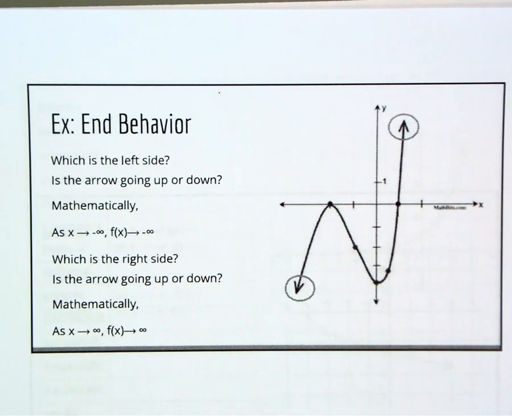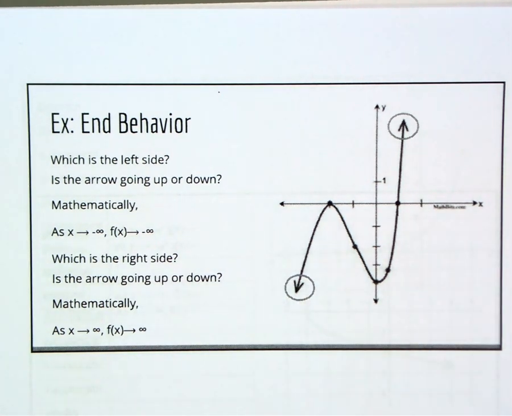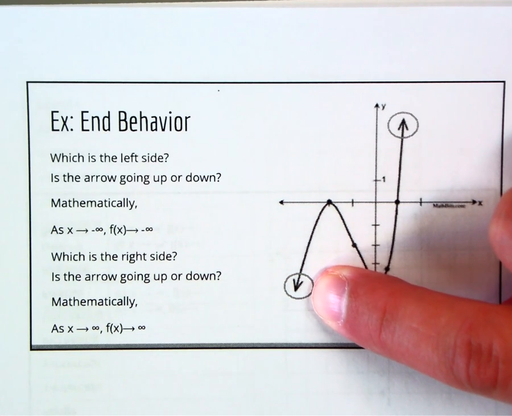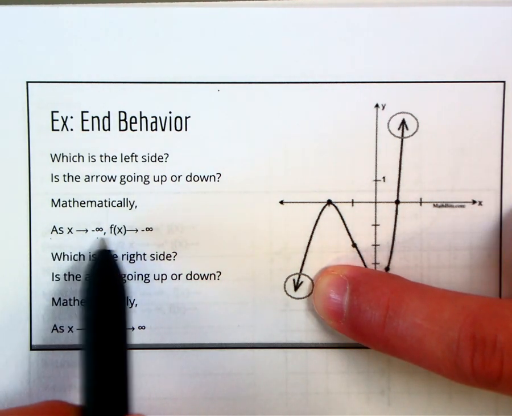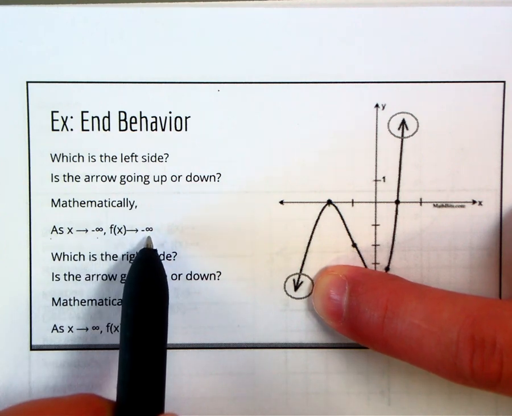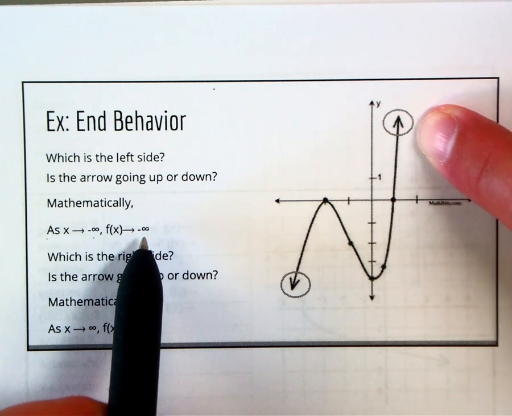If we just keep looking at some examples, this is a cubic function. So the left side is over here. Hopefully you know the difference between your left and right. We're going to ask ourselves, is it going up or down? Well, that arrow is pointed down. So when I write it out formally, as x approaches negative infinity, that always stays the same. F of x also approaches negative infinity. It's going down. Then the right side, it's going up.